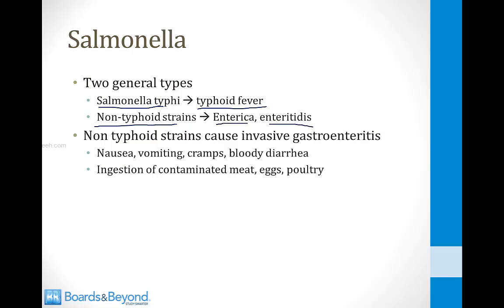And the non-typhoidal strains cause invasive gastroenteritis. So this is going to be nausea, vomiting, cramps, bloody diarrhea. And people usually get Salmonella from eating contaminated foods, classically meat, eggs, or poultry, and this is one of the reasons you need to cook your eggs before you eat them, in addition to cooking your meat.